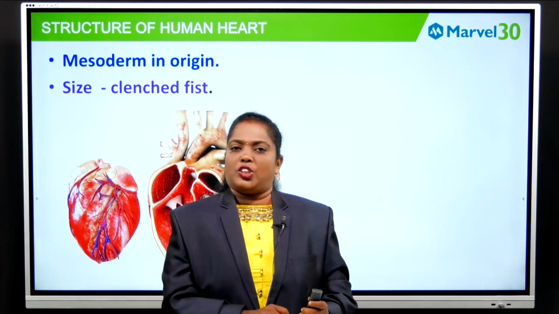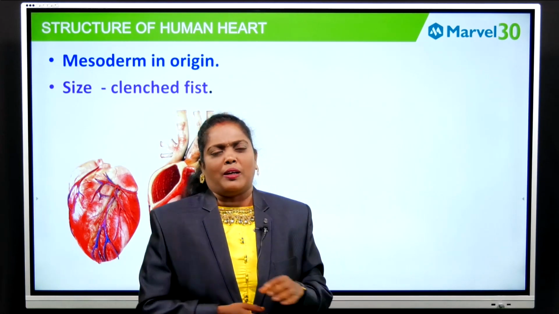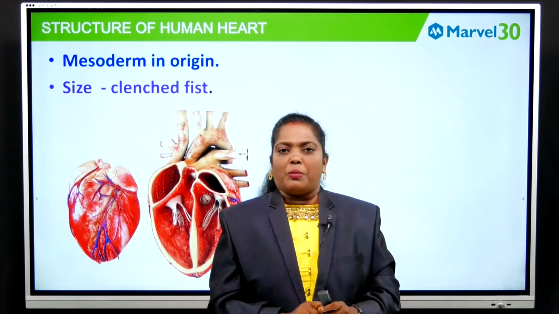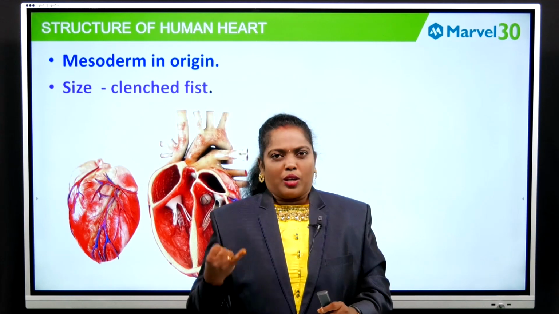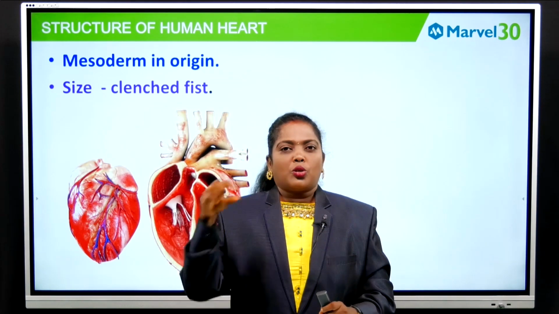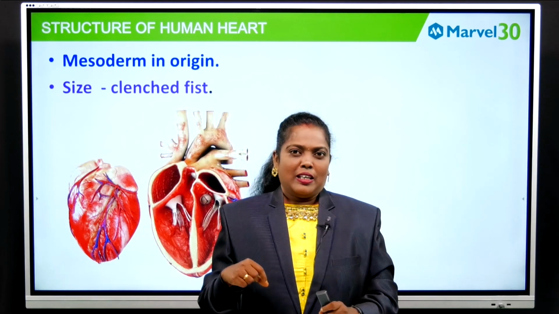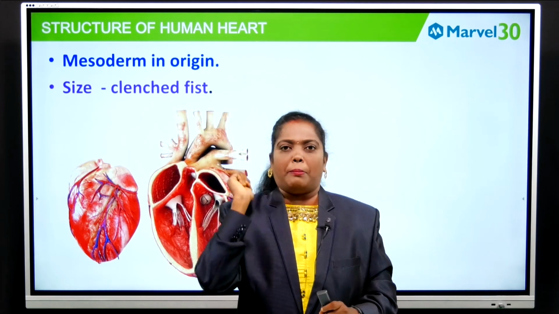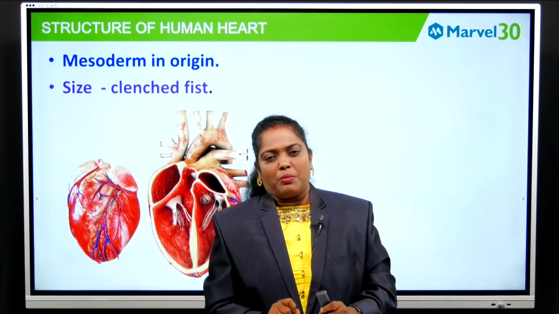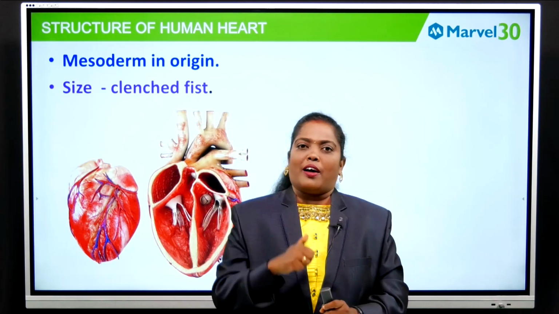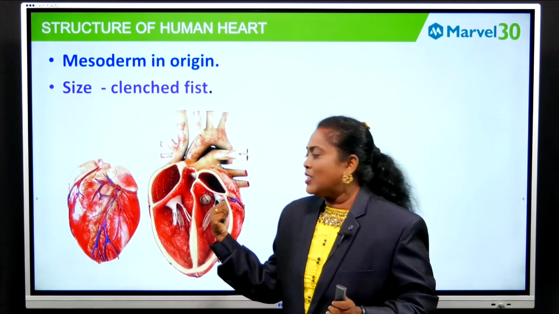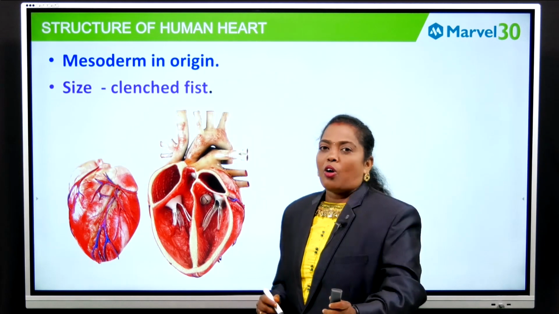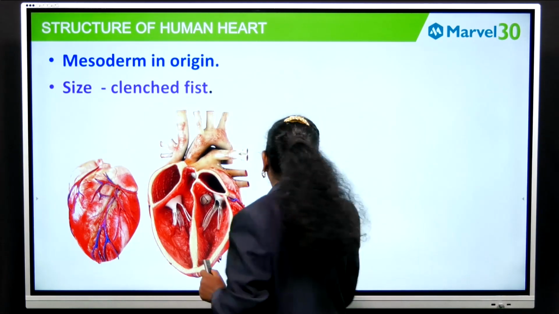mesodermal in origin. So what do you mean by this, mesodermal in origin? Any idea, students? There are three germinal layers: ectoderm, endoderm, mesoderm. During the gastrulation phase, these three regions will be present: endo, ecto, and meso. And from the mesodermal region, the heart will arise. So that's why the origin is mesodermal in origin. Okay, I'll explain it to you.